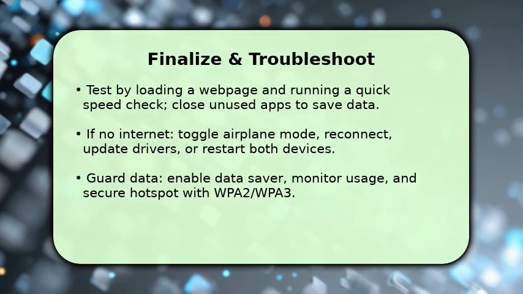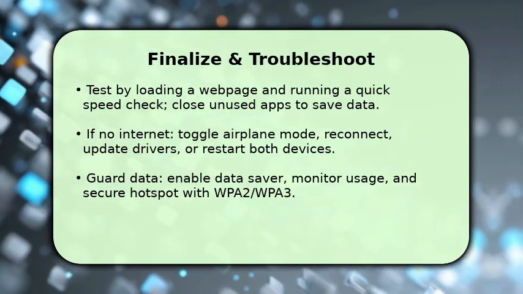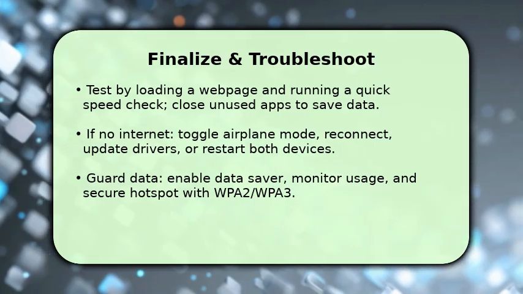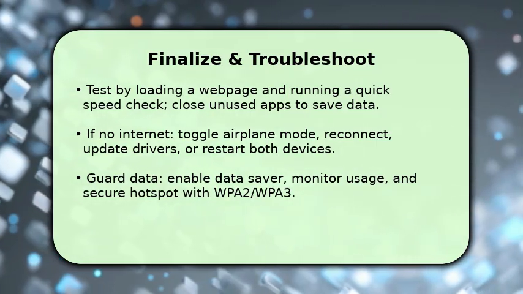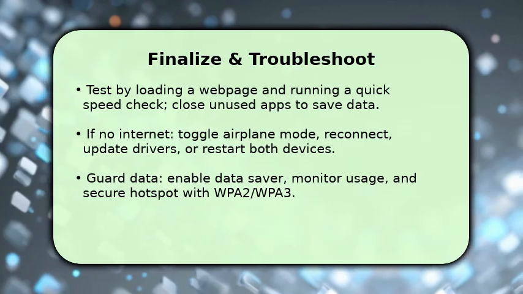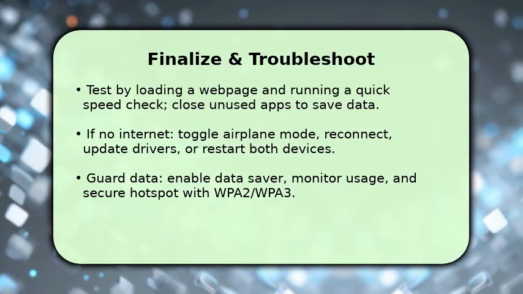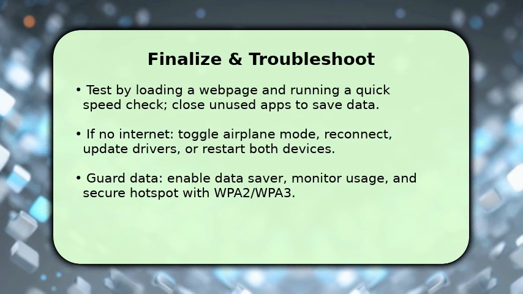Once satisfied, make sure background apps aren't draining your data quota and enable Data Saver if you need to limit usage. If the link fails, first toggle airplane mode on the phone or disable and re-enable tethering, then restart the computer or update USB/network drivers. If problems persist, switch to USB tethering to isolate Wi-Fi issues and check your carrier account for tethering.